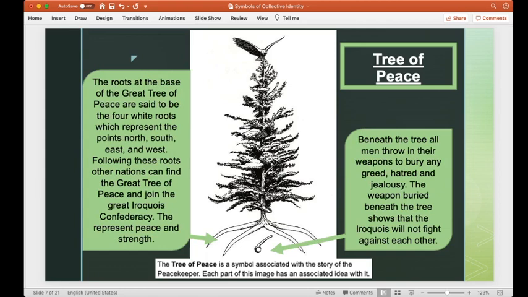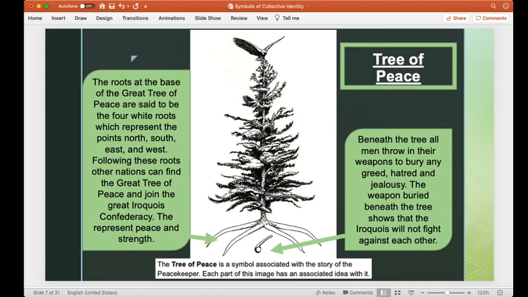Now what you have on your left is the roots at the base of the great tree. So there's 4 white roots, which represent the 4 different directions, north, south, east, and west. Basically, following these roots, other nations can find the Great Tree of Peace and join the Iroquois Confederacy. If you follow the root, you can come to the main source, the thing that unifies the people, right? The Tree of Peace is what unifies them and brings them together.